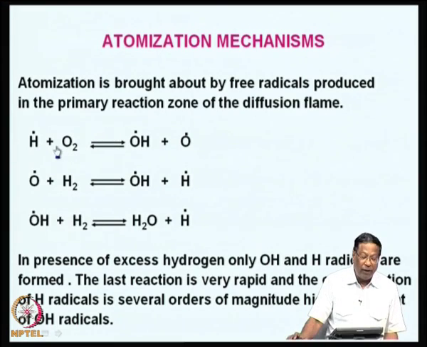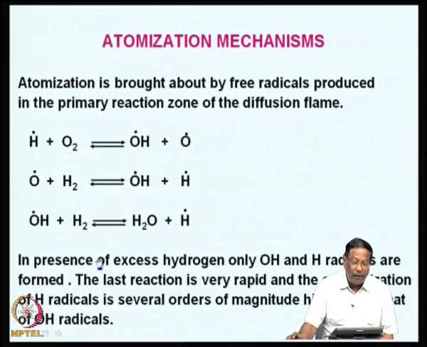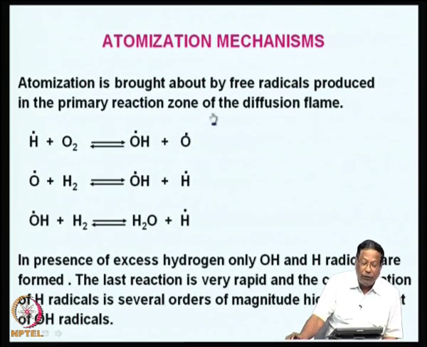So, the reactions can be summarized like this during atomization. We have hydride free radicals, they will react with oxygen to give you OH radical and oxygen radicals. The oxygen radicals can combine with molecular hydrogen to give you OH radicals again and hydrogen radicals. OH radicals can combine with a hydrogen molecule to form water and H radical. So, in general, most of the produced free radicals are OH, oxygen and hydrogen.